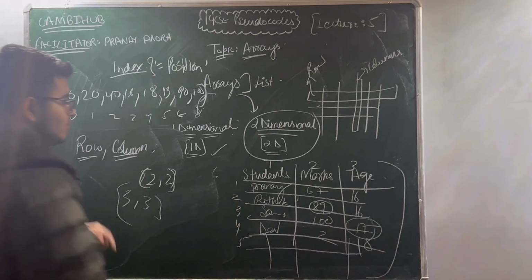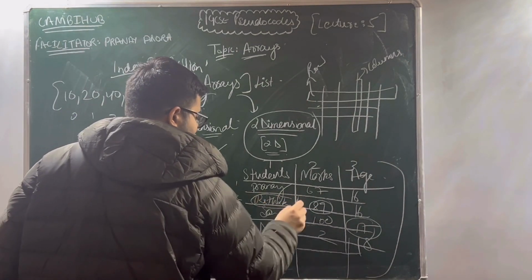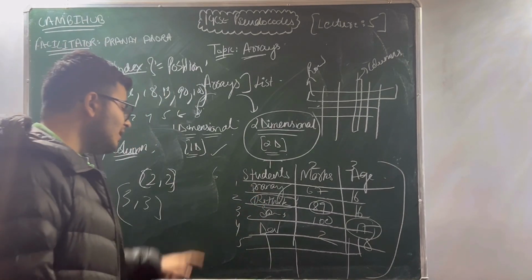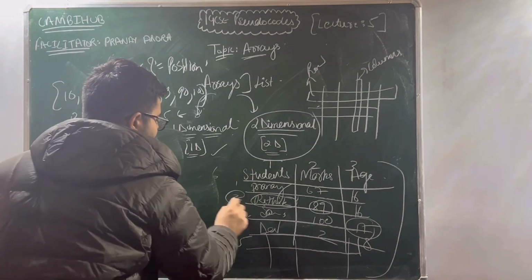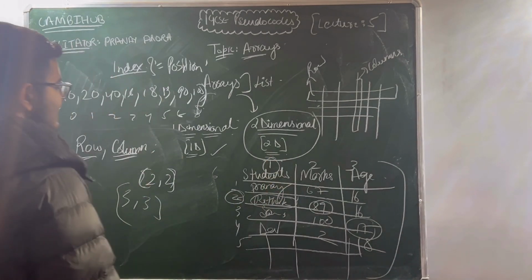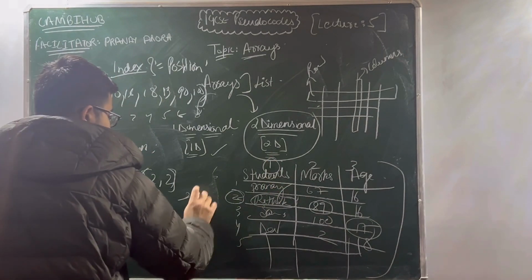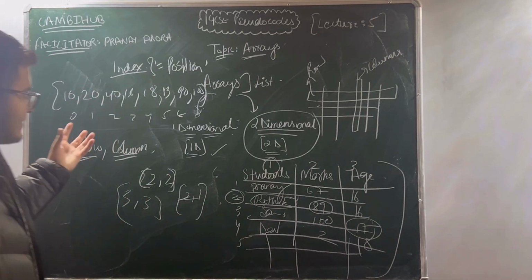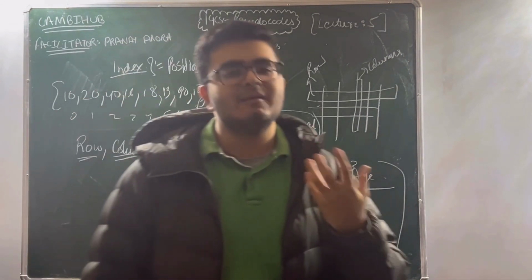If I have to ask you, Ritik, the name Ritik, what is the index of this element? Row comma column. So row is 2, column 1. So what is the index of Ritik? 2 comma 1, right? So this is the concept of index. Why do we use index? To locate elements in an array.